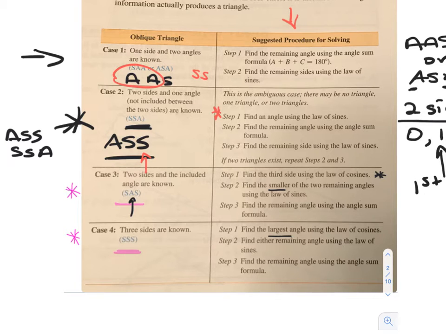Maybe I can draw you some scenarios. Any questions? Steps on this. Everybody good on that?